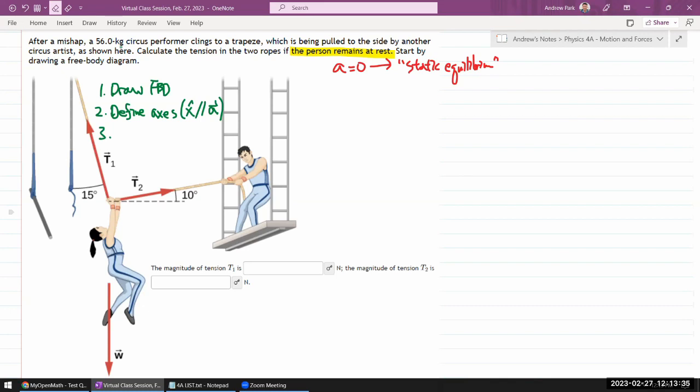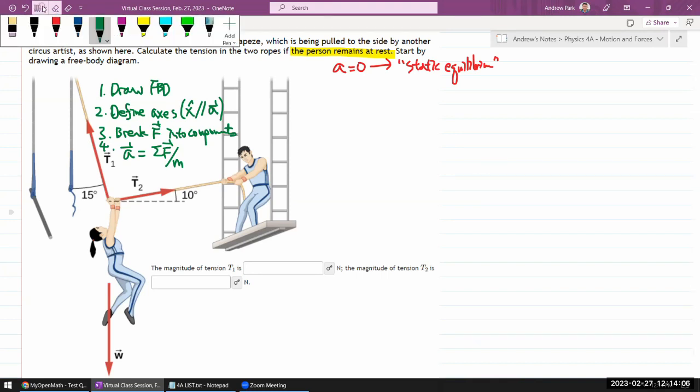Three, break down forces into components. And finally, step number four, write down Newton's second law equations, that acceleration comes from net force divided by mass of the object. So these are the four steps. Hopefully by now you are sick of it or you feel very comfortable with these four steps. So let me go through them. I'm going to start with the free body diagram.